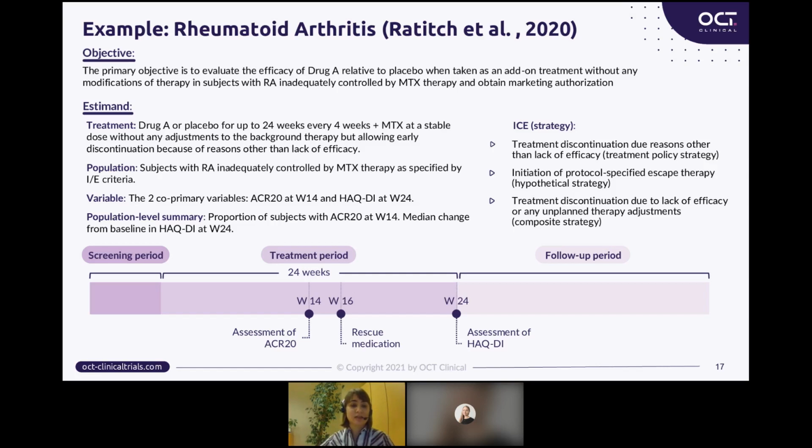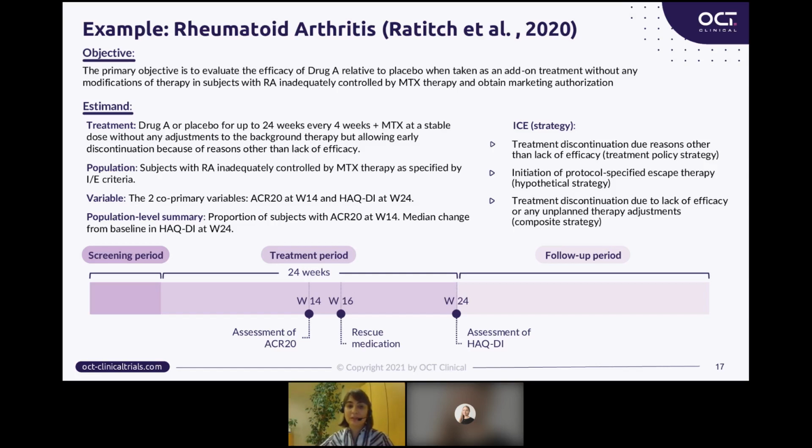The second is initiation of the escape therapy. For this intercurrent event, a hypothetical strategy will be used to estimate what would have happened if subjects did not receive the escape therapy and continued on their randomized treatment.